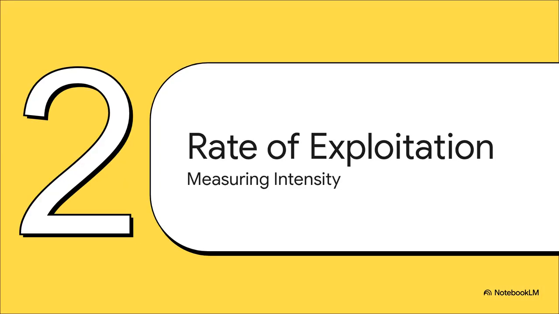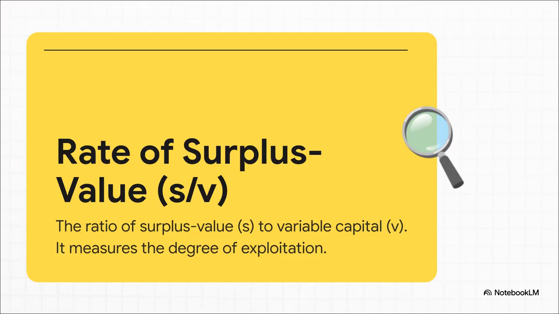Okay, so we have our building blocks, C, V, and S. Constant capital, variable capital, and surplus value. Now we can start putting them together to see how they work. Let's tackle our first big concept. How does Marx propose we actually measure the intensity of this value extraction from a worker? He gives us a very precise formula for this.